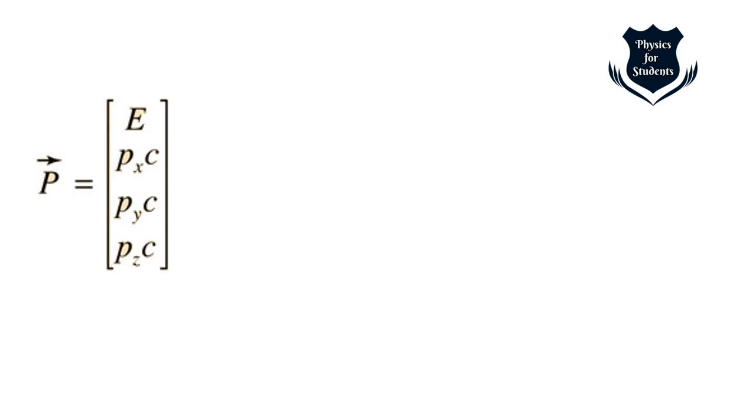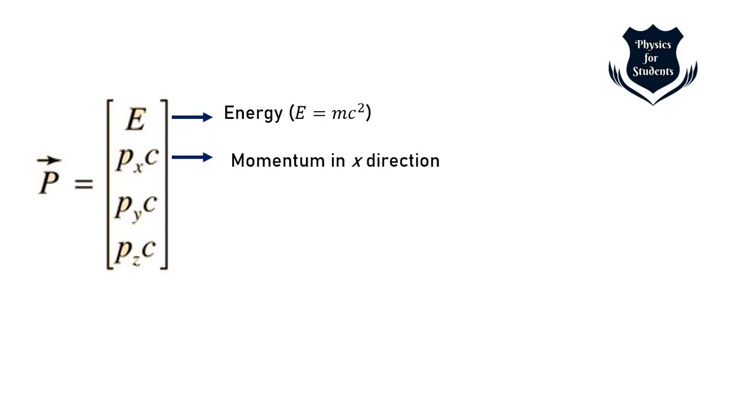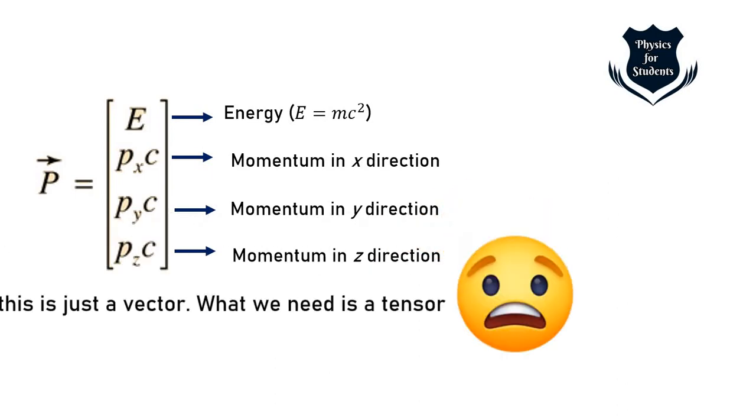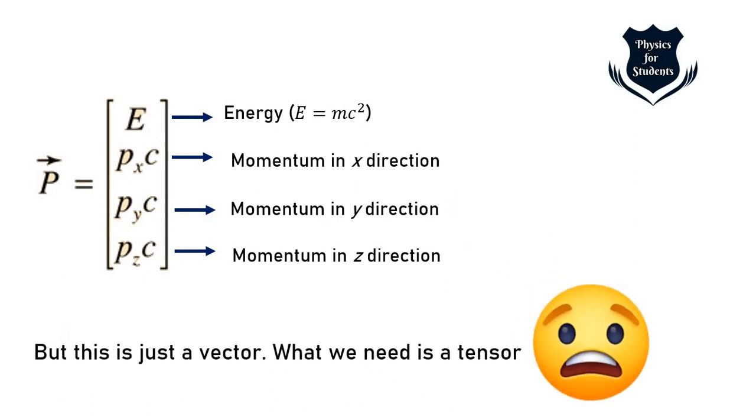So now you see this part, I have explained it part by part. The E denotes energy, which is E equal to mc squared as per Einstein's formulation. This part deals with momentum in the x direction. This is momentum in the y direction, and this is the momentum in the z direction. But yes, this is just a vector. We can write it in a matrix. This is just a vector, but what we are looking for is a tensor. So from a vector, we need to move into a tensor. This won't work, what you see right on the screen.